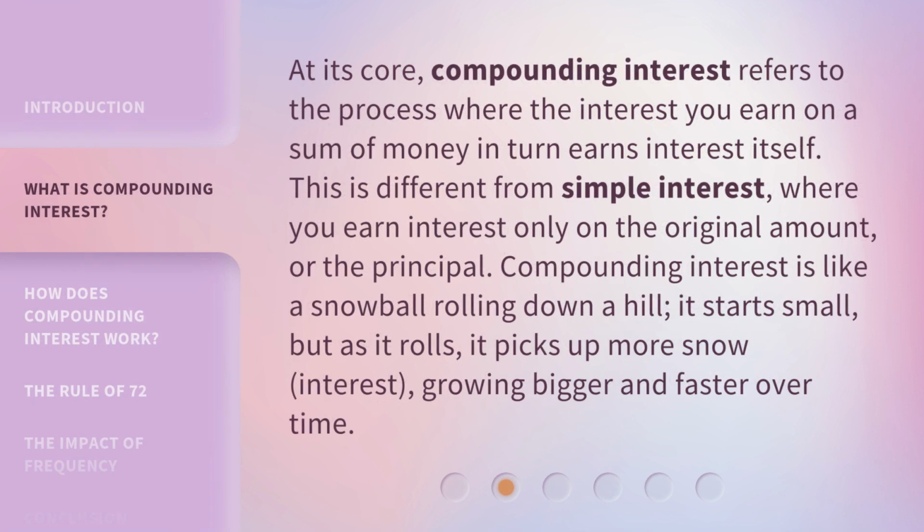At its core, compounding interest refers to the process where the interest you earn on a sum of money in turn earns interest itself. This is different from simple interest, where you earn interest only on the original amount, or the principal. Compounding interest is like a snowball rolling down a hill. It starts small, but as it rolls, it picks up more snow, interest, growing bigger and faster over time.